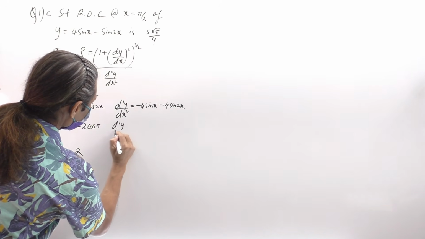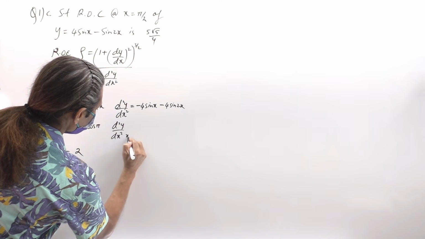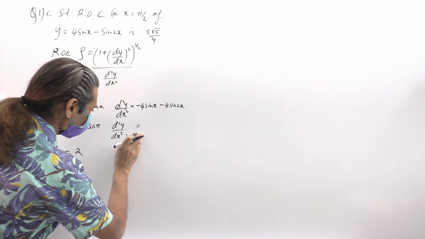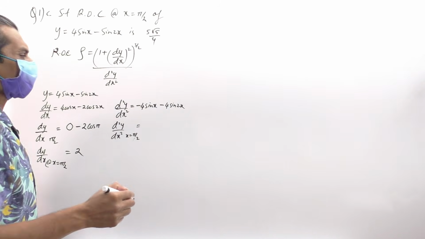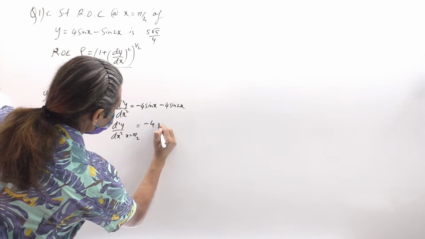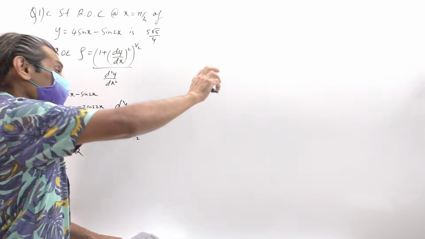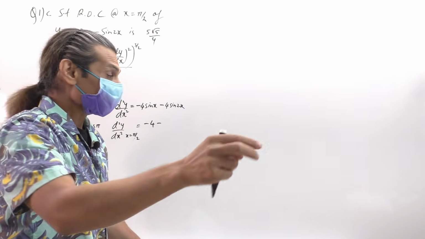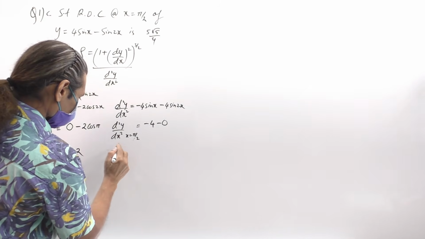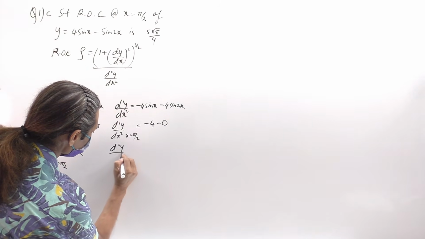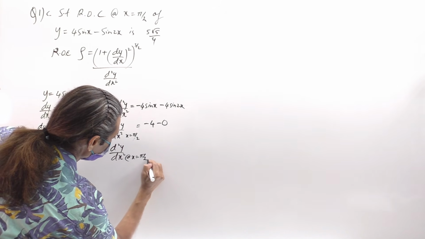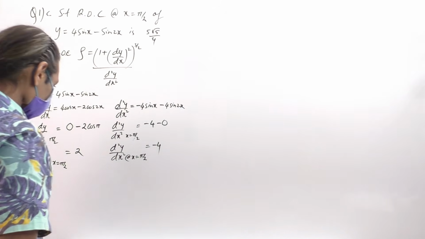Therefore, d square y by dx square at the point x is equal to pi by 2 will be nothing but, in place of x put pi by 2, as you know sin 90 is 1, sin pi by 2 is 1, so minus 4 minus, see here, 2 into pi by 2, 2 cancels. What is sin pi? 0. Sin pi is always 0. So we can write d square y by dx square at x is equal to pi by 2 will be simply minus 4. So we have both the values now.